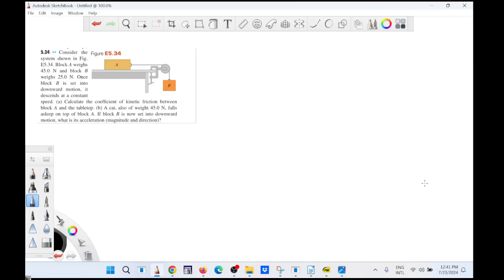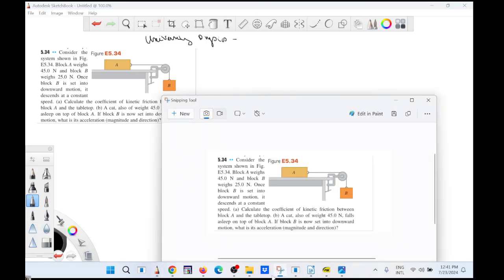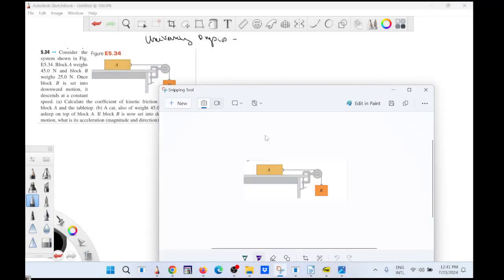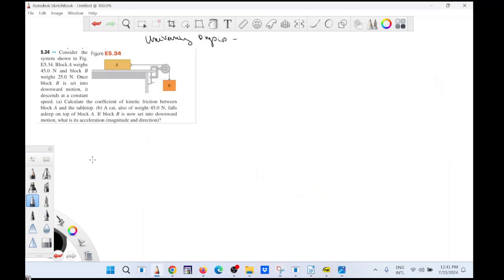Okay, so let's do this one. So that comes from your book. It's the end of chapter problem. So it's University Physics. And so let's do, it's also a very typical problem here. It's a variation of what we did in class.